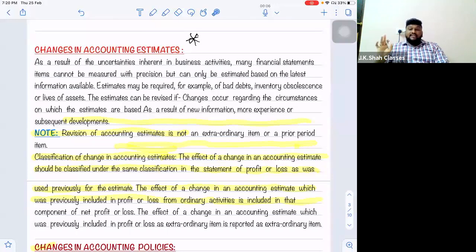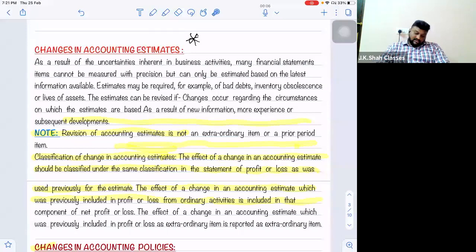Now, the effect of change will completely depend upon the original estimate. If the original estimate was classified as ordinary, the effect of change will also be classified as ordinary. If the original estimate was classified as extraordinary, the effect of change will also be classified as extraordinary. But directly don't say that a change in estimate is extraordinary or prior period. Initially, you will never say that. You have to first check the original estimate, and then you can say whether it is an extraordinary or an ordinary item.